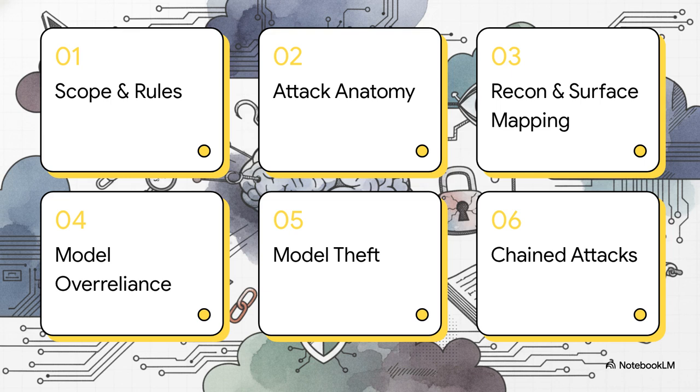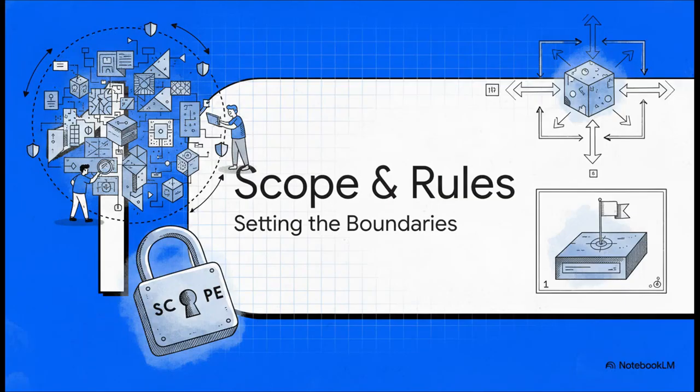We're going to cover scope and engagement rules, the anatomy of an attack, reconnaissance and surface mapping, exploiting model over-reliance, executing model theft, and then we'll wrap it all up with advanced chained attacks. All right, let's get into Section 1, Scope and Engagement Rules, setting those crucial boundaries for Gen AI penetration testing.